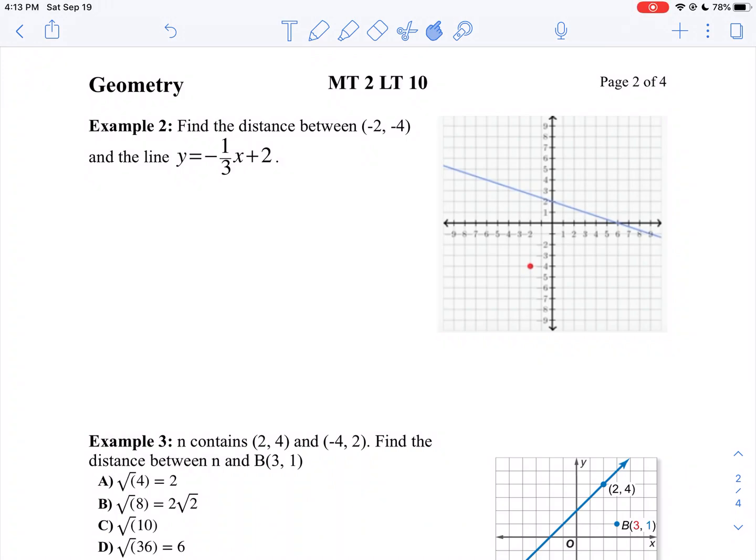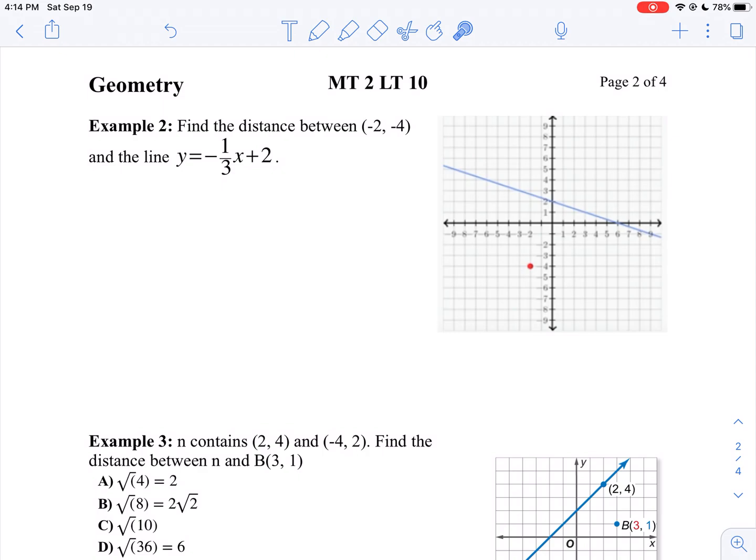In the second part of this seminar, we're going to look at how you find the distance, or what is the distance between a point and a line. In example 2, we have exactly that example. I want you to find the distance from the point -2, -4 to this line y equals -1/3 x plus 2. Now we know distance must be perpendicular.